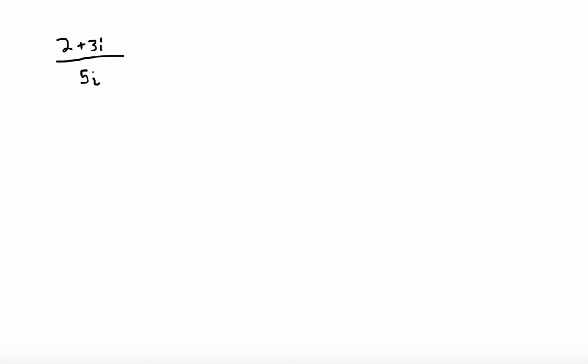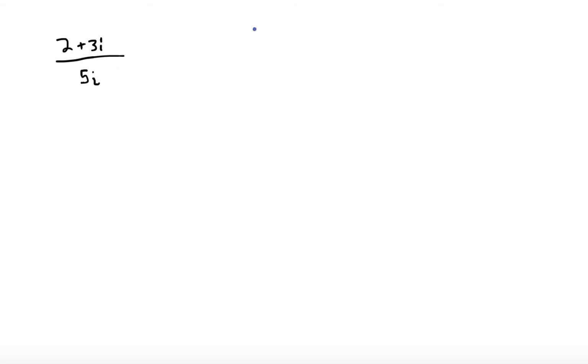All right, so here we want to divide these two complex numbers. So we have 2 plus 3i in the numerator, and we have this 5i in the denominator. Now, remember, we're not really dividing these. The idea is that we do not want to have an i in the denominator, right?